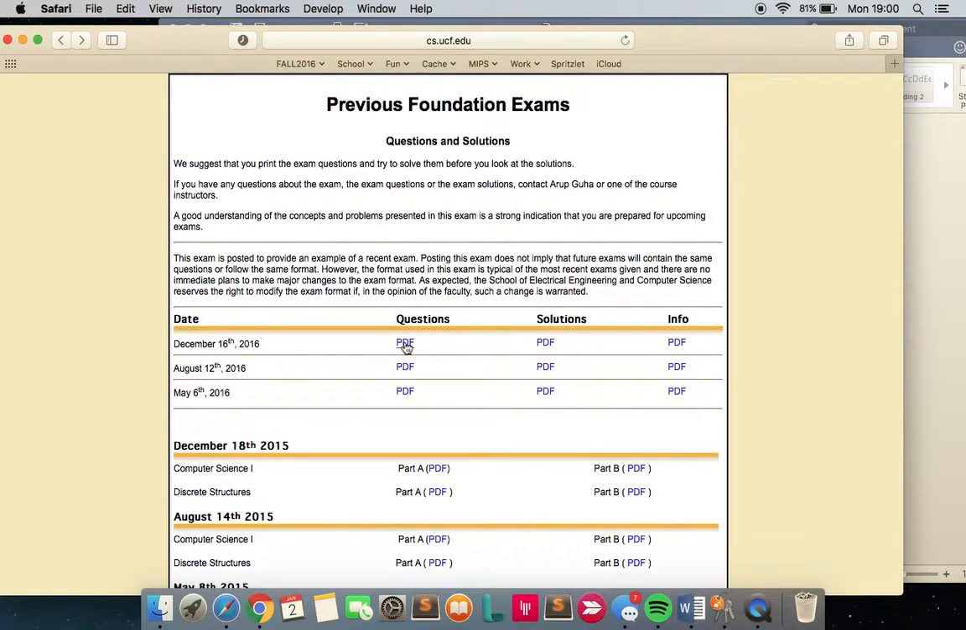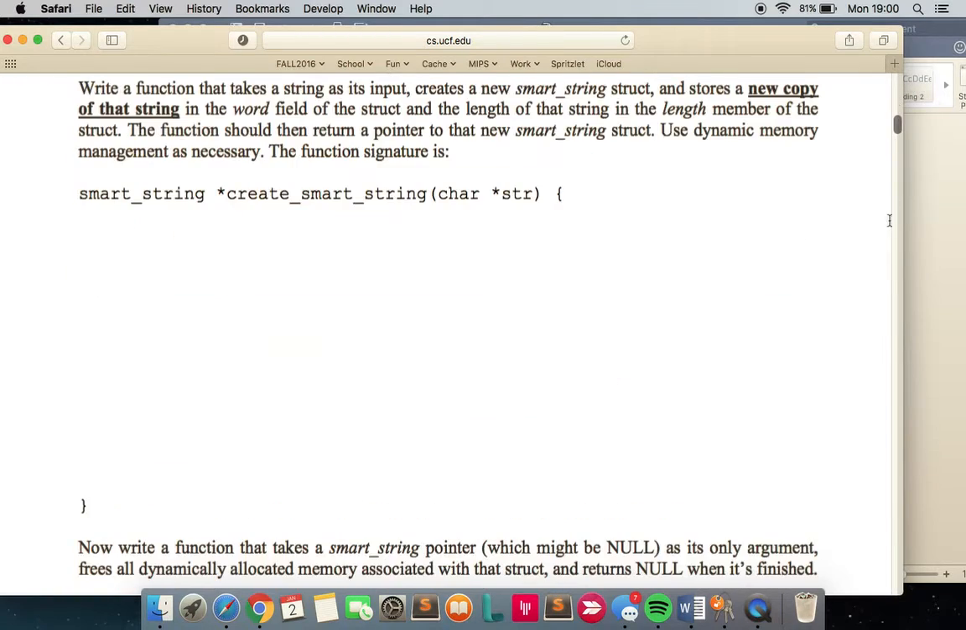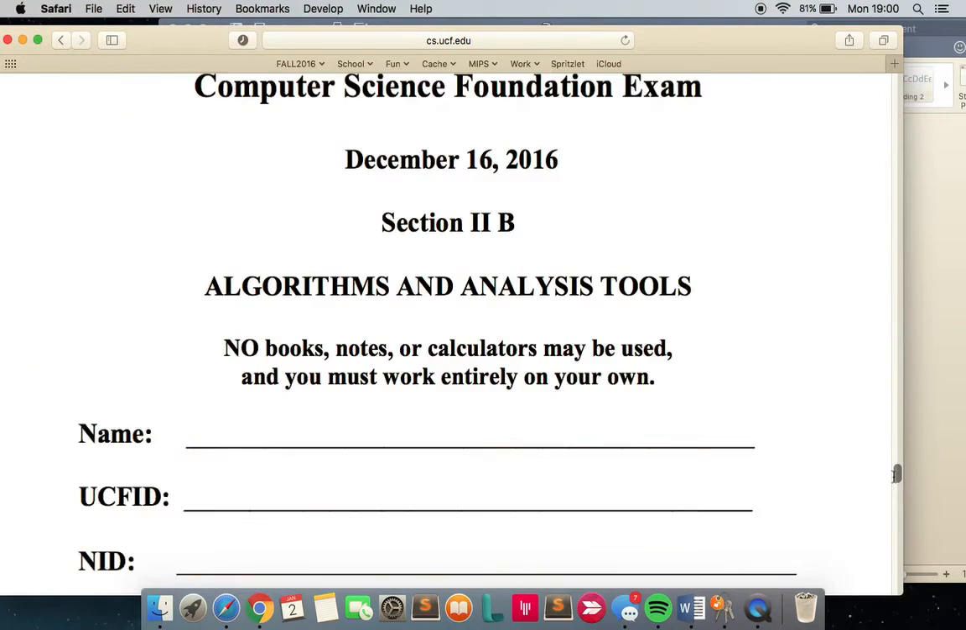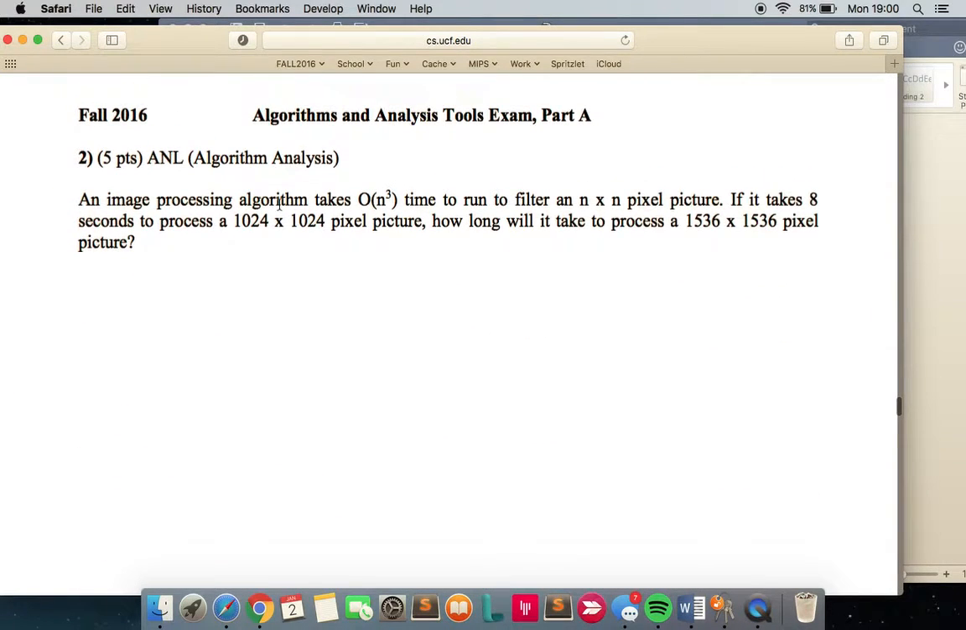Hi guys, so I'm going to do an algorithm analysis question with you. I'm using one example from the December 16, 2016 foundation exam. We're going to be doing this one here, okay? So this is number 2 in part A. So let's read the problem statement.